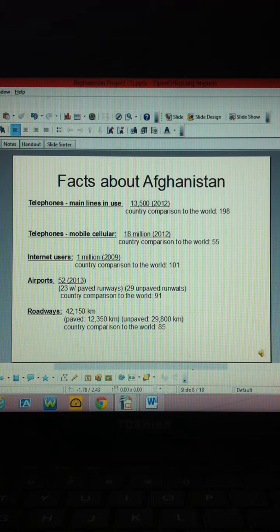Internet users, approximately 1 million. That is a 2009 estimate. Compared to other countries in the world, Afghanistan ranks 101, still very low. Airports: Afghanistan has 52 airports, and of those, 23 have paved runways and 29 have unpaved runways, which leaves them at a ranking of 91 in the world. Roadways: 42,150 kilometers, of which approximately 12,000 kilometers are paved and 29,000 and some change are unpaved.